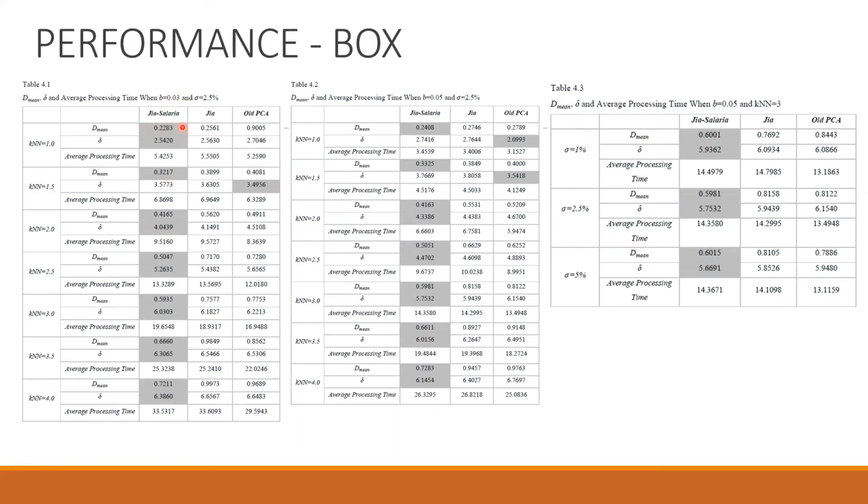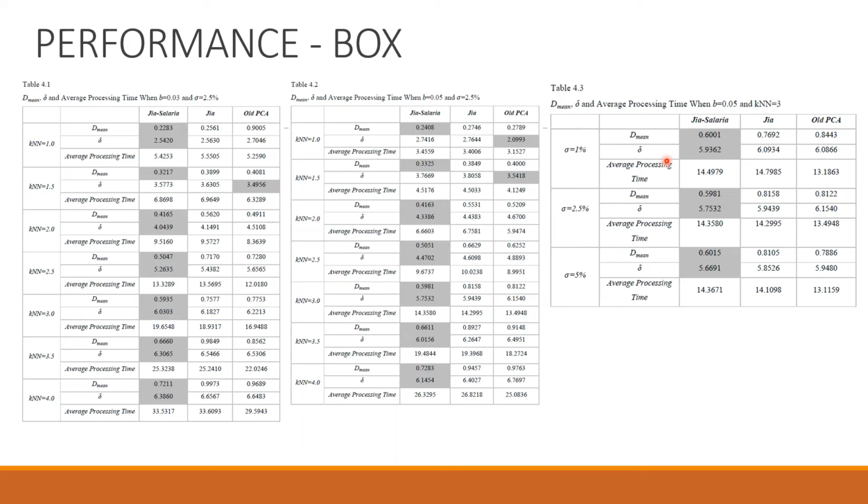The highlighted cell here represents the best value. As we can see here, the best performance is given by the GIA salaria, which is the method proposed in this research: the weighted PCA plus the weighted eigenvector. We use different KNN, which is the K neighborhood, and we also use a different parameter B, which is in the bilateral. Most of the best results are the GIA salaria, the method proposed in this research. This is for the box.